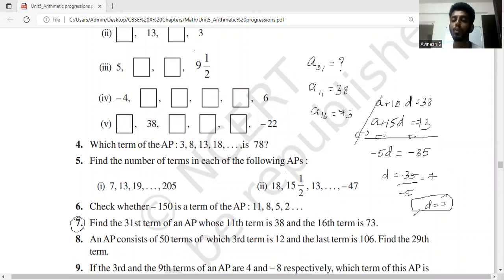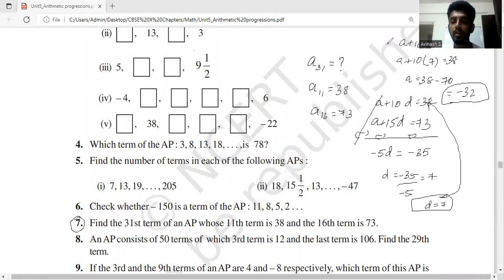Now, once we get the value of D, we can substitute it in either of the equations. I'm substituting it in the first equation. And so the first equation is A plus 10D is equal to 38. So A plus 10 into D value, which is 7, is 38. So A plus 70, but that 70 goes to the right side and becomes minus 70. So we get it as minus 32. This is the value of A.